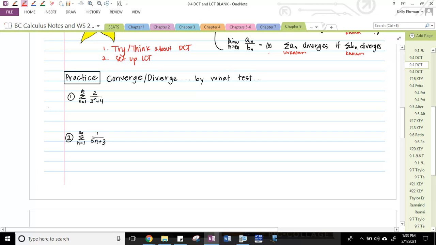All right, so I always do compare, just like I did in chapter 8. Compare in any order, 2 over 3 to the n plus 4. Compare it to 2 over 3 to the n. Same numerator. The plus 4 is a larger denominator, smaller fraction overall.